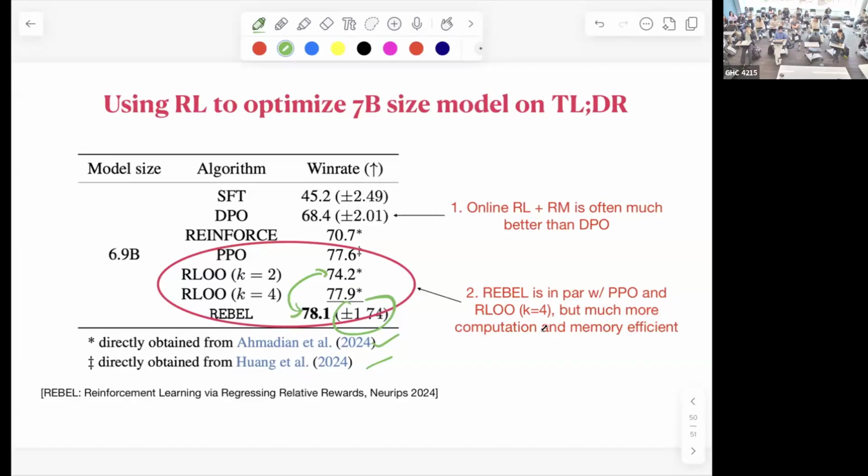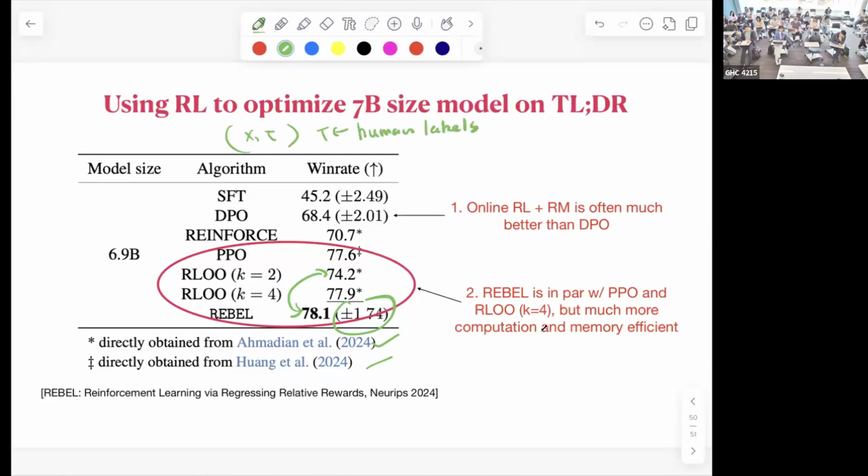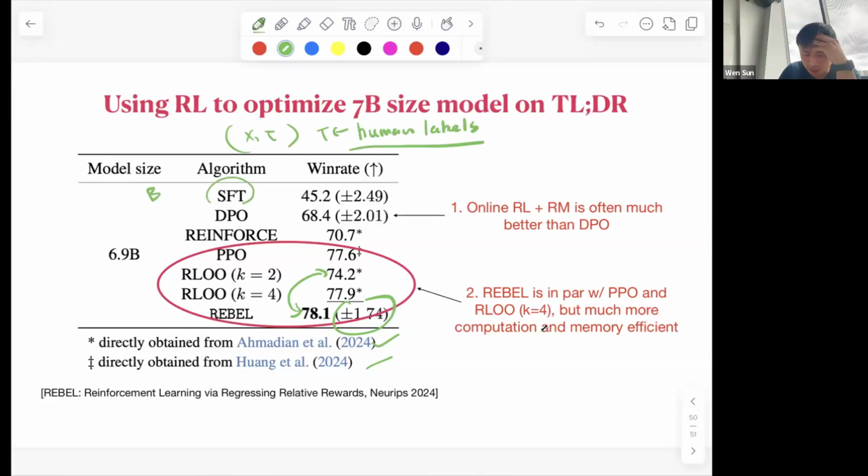Some questions? Yes, sorry, this is super interesting. So SFT is just doing SFT on the preferred completion? No, I think for this data set, there is an x and tau pair, where tau is from human generation, a human reference summary. So this is just behavior cloning on that data set.